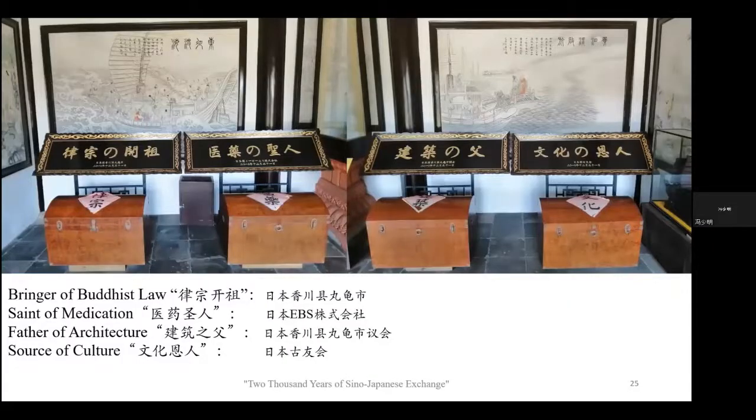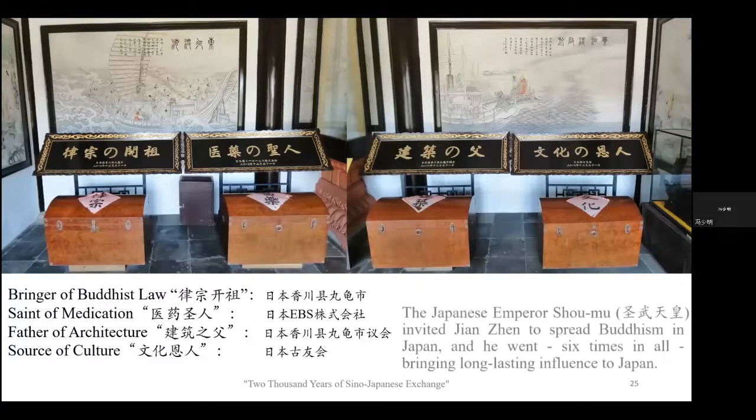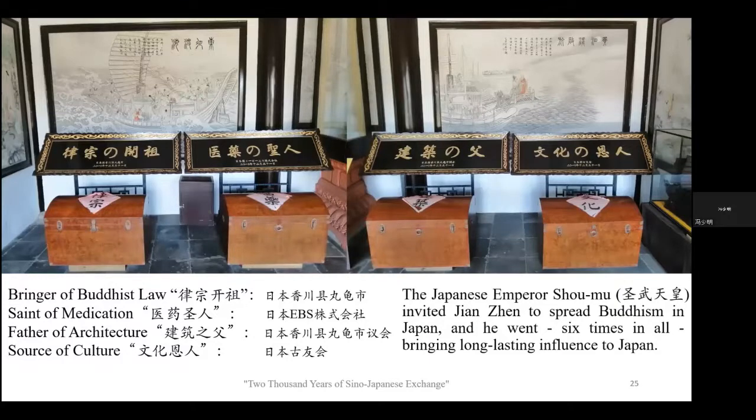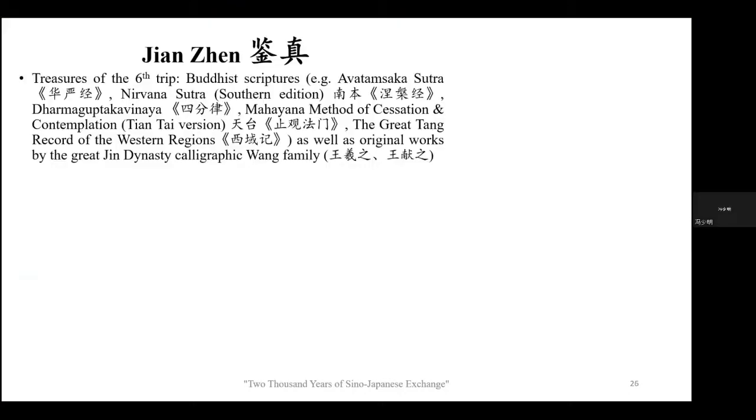And over here, Jianzhen brought a lot of treasures to Japan. As a result, the Japanese Emperor Shomu invited him to continue to spread Buddhism, and he visited 6 times, bringing a lot of influence to Japan. What did he bring? Especially the treasures of the 6th trip. He brought all the Buddhist scriptures, the Nirvana scripture and the Mahayana method, and all the great Tang records of the Western regions, as well as the Jin Dynasty, Wang Xizhi's calligraphic works.